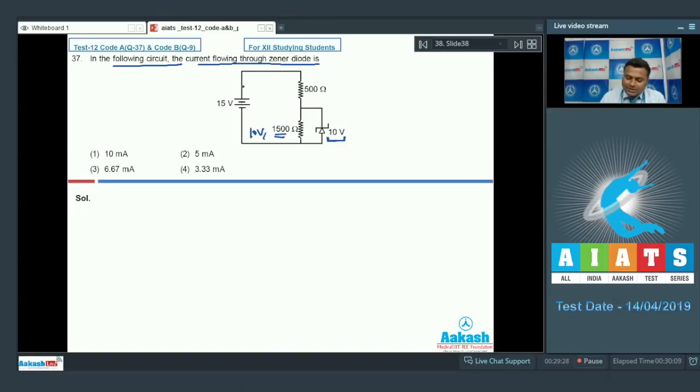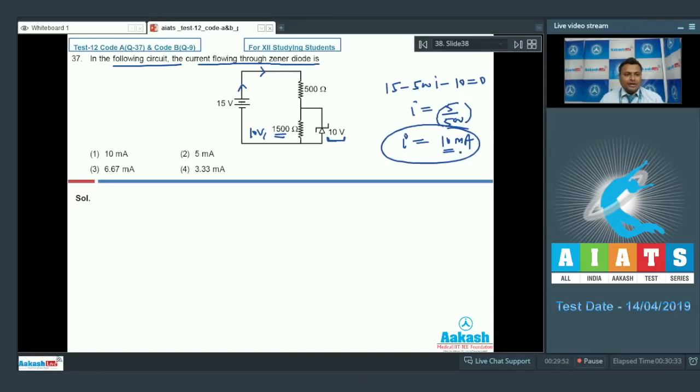Now let us calculate the total current drawn from the battery using Kirchhoff's law. 15 minus 500I minus 10 equals 0. So we got the value of I as 5 by 500, that is 10 milliampere. Total current drawn from the battery would be 10 milliampere. We have to calculate the current through the Zener diode. Here the current will divide.